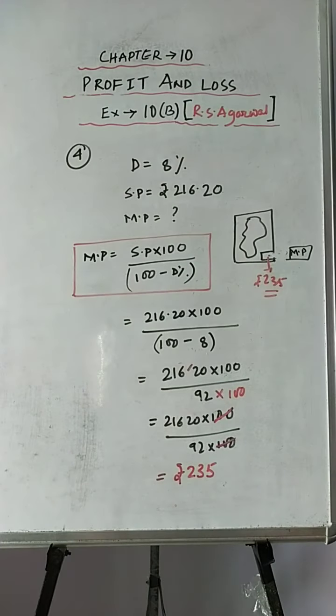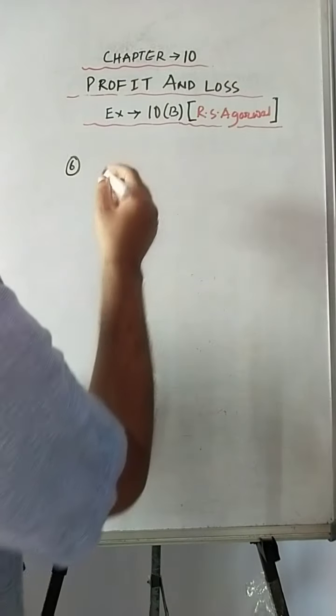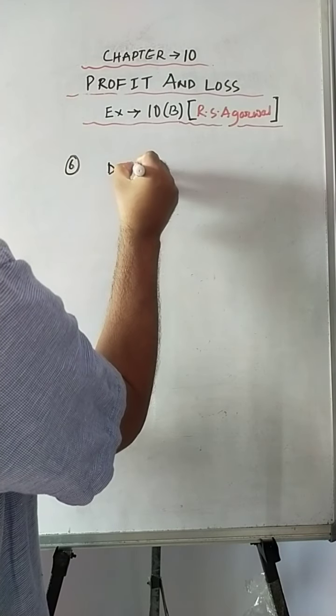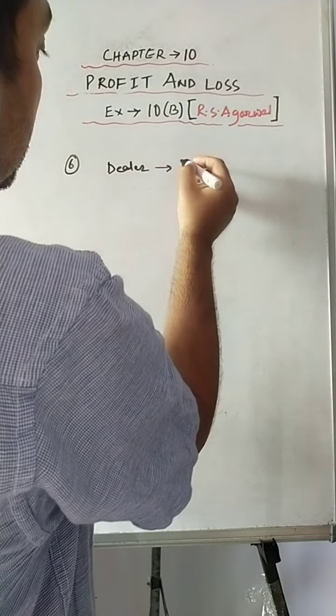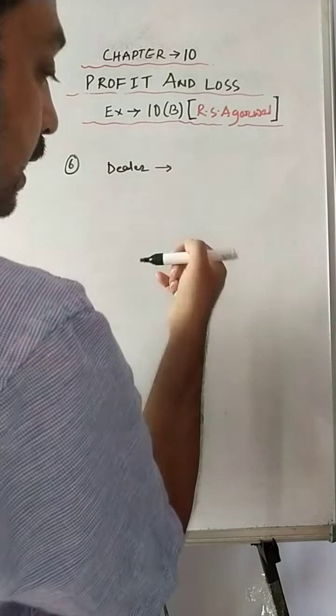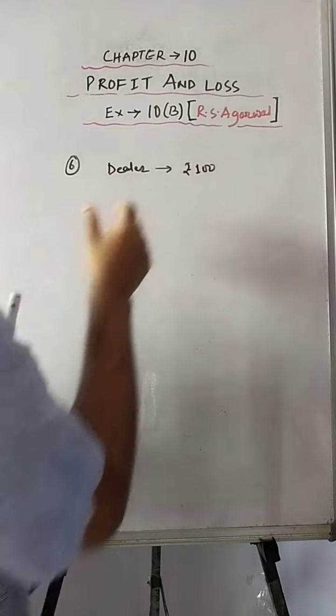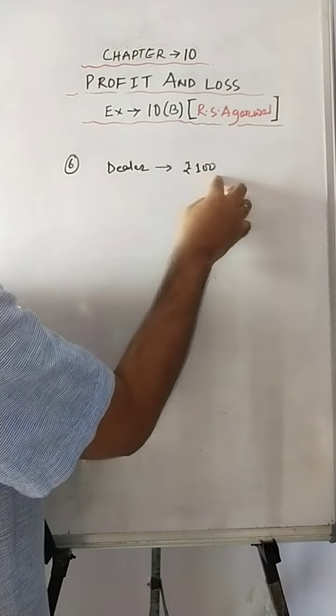Now let's move on to question number 6. In question number 6 we have, a dealer marks his goods at 35% above the cost price. This is the first part that we have to understand. Now there is a dealer, shopkeeper, anything you can say. He has bought one article at some price. Suppose he has bought one article at rupees 100.